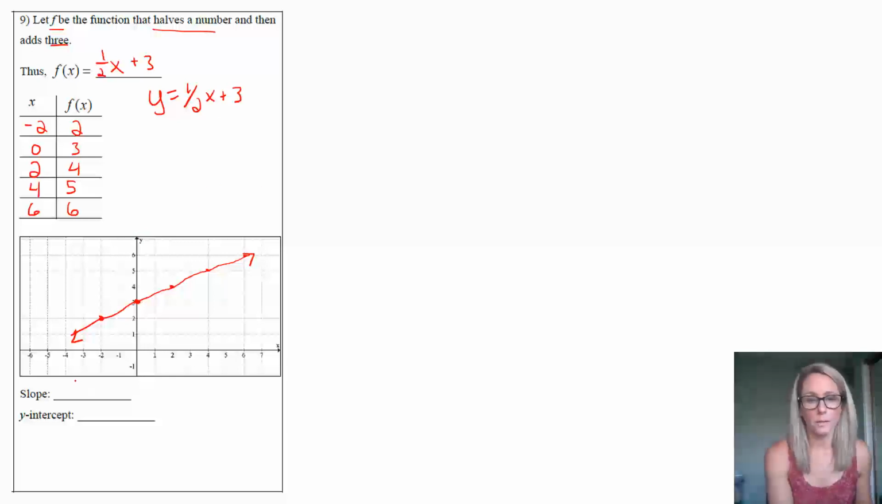Our slope here is the value in front of the x, that's the 1/2, that's telling us rise over run. The y-intercept is a point. It's the place where the graph crosses the y-axis, so we want to understand that that's the point 0, 3. So those are some review questions from pre-calculus that are going to come back, and we're going to see them related to some of the calculus topics that we talk about.